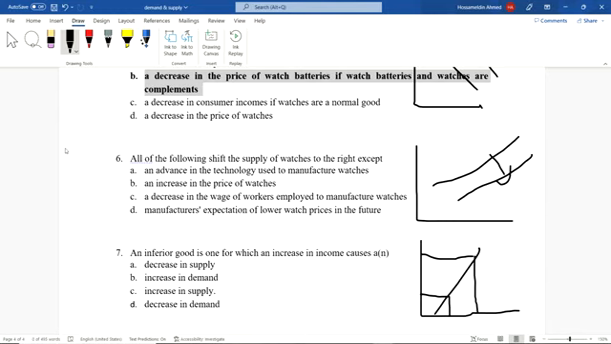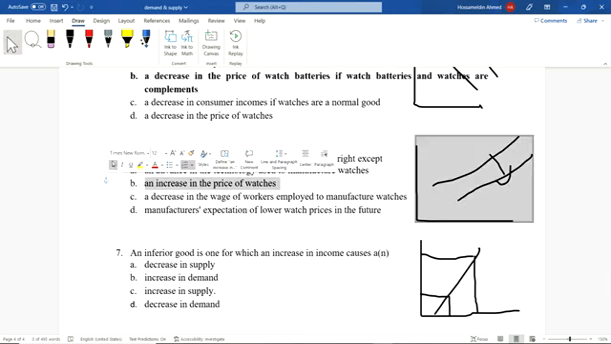I'm sorry, I'm telling you that we are talking about the supply curve and I mentioned demand. So I'm so sorry. Number B is our answer, because whenever the price of watches moves, it only affects the quantity supplied. So our chosen one would be number B.